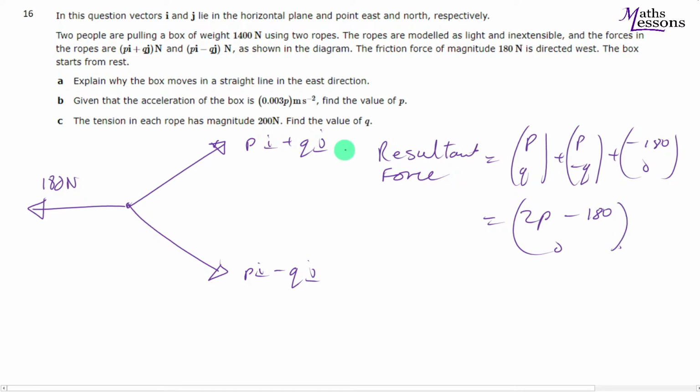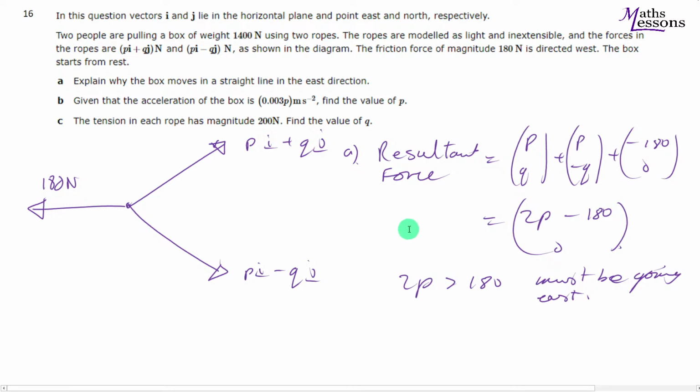For part A, essentially what we worked out here is that it must move in a straight line in the east direction, because the frictional force will oppose the motion. We know that 2p is going to be positive and greater than the frictional force because it opposes the motion. Therefore, as 2p is greater than 180, it must be going east. If 2p wasn't bigger than 180, it wouldn't move, because the frictional force would be too great for the forces to overcome.